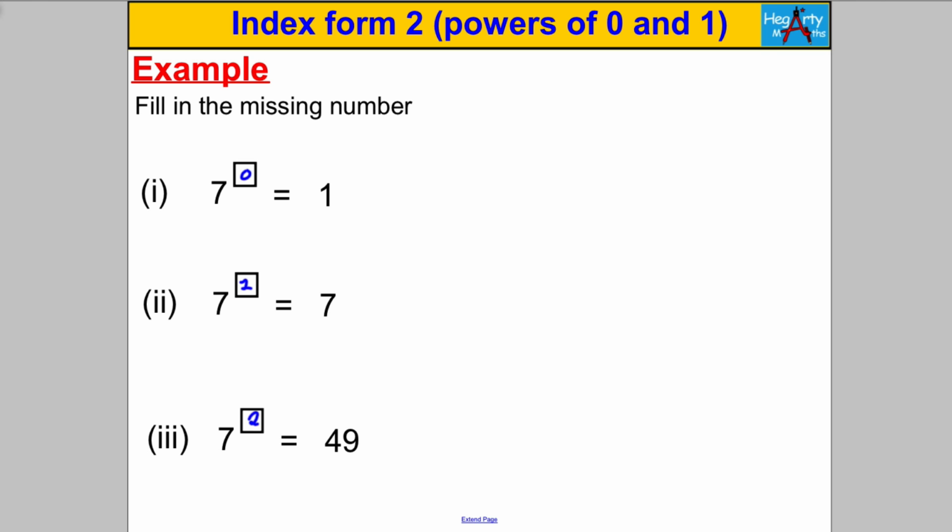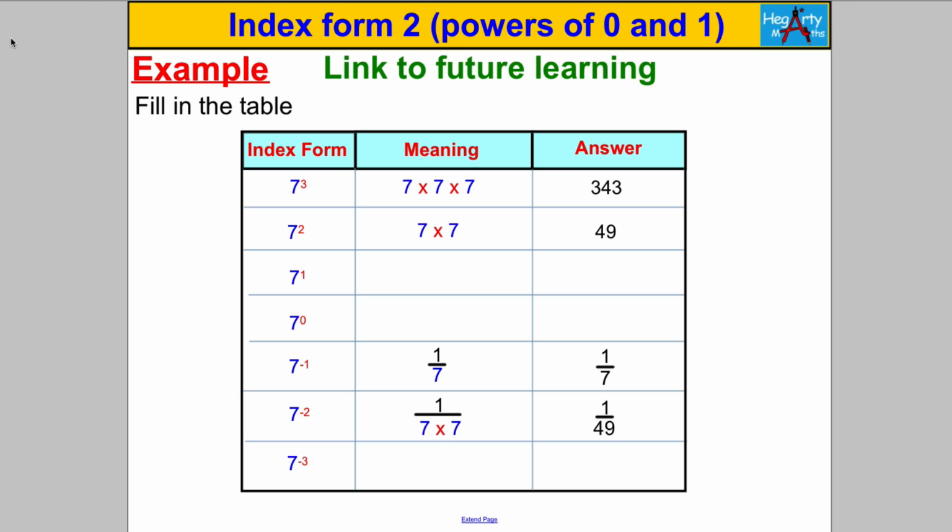I can't tell you how useful it is to have this type of thing in your head and be good at it for the future videos that are coming. So, could you fill in the missing gaps in that table? Well, from this video, 7 to the power of 1 is just 1 7 multiplied by itself, and the answer is 7. 7 to the power of 0, well, anything to the power of 0 is just 1. So I'm just going to put a 1 here and a 1 here.